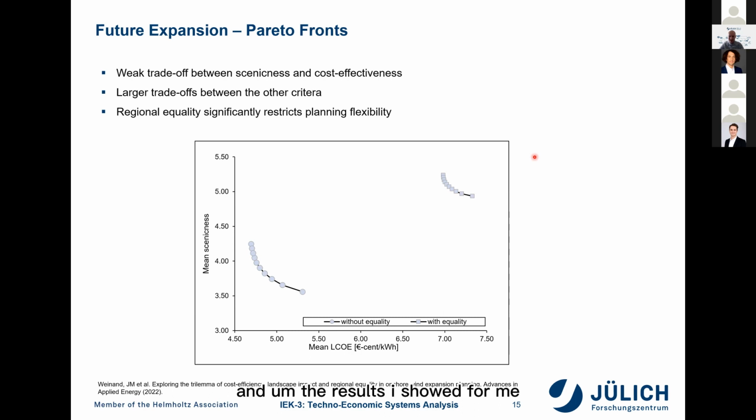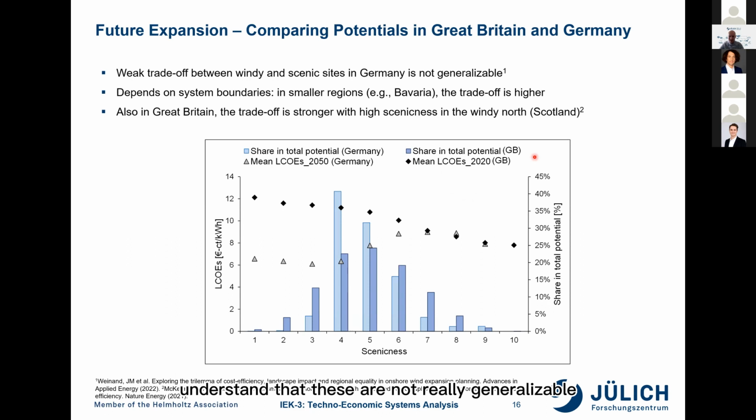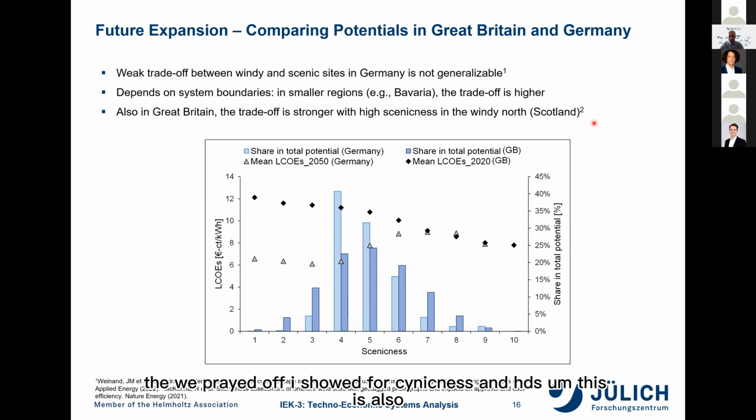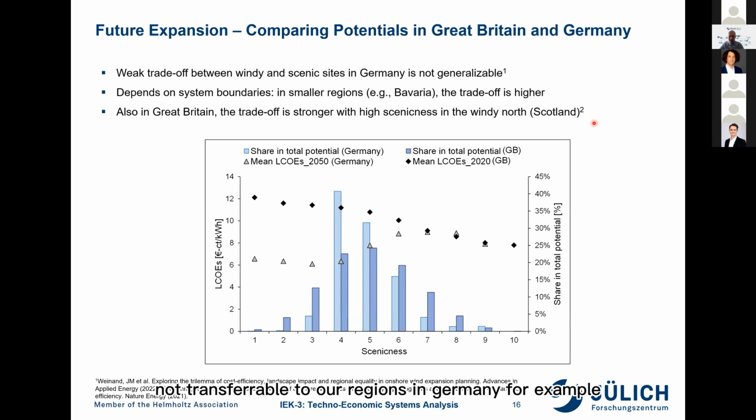And the results I showed for Germany, it's important to understand that these are not really generalizable. Because, for example, the weak trade-off I showed for scenicness and LCOEs is also not transferable to all regions in Germany. For example, if we take other system boundaries, like smaller regions like Bavaria, then we see that there the trade-off is much higher than for the whole country. And this is also true for Great Britain.